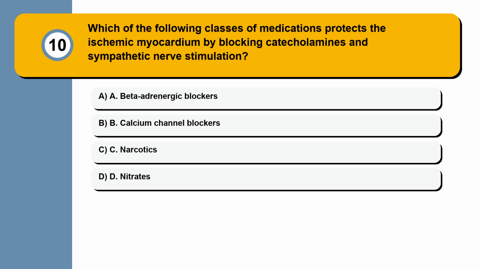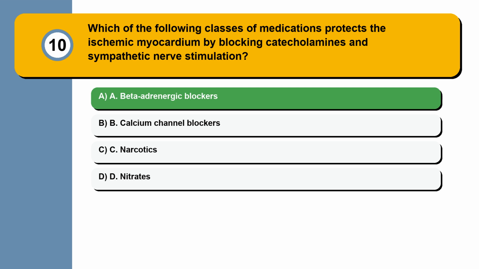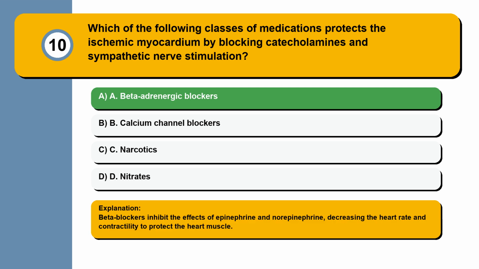Question 10. Which of the following classes of medications protects the ischemic myocardium by blocking catecholamines and sympathetic nerve stimulation? A. Beta-adrenergic blockers. B. Calcium channel blockers. C. Narcotics. D. Nitrates. Beta blockers inhibit the effects of epinephrine and norepinephrine, decreasing the heart rate and contractility to protect the heart muscle.